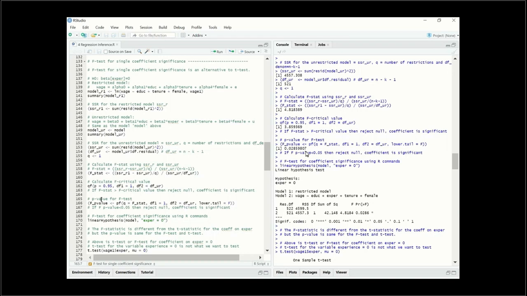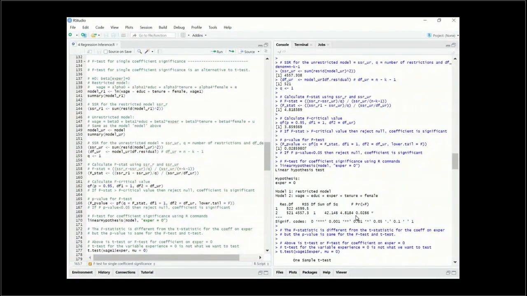Now, that was doing things the slow way. A fast way, how we're going to be doing it from now on, is if we use the R command linearHypothesis. You give it the model, and then comma, experience equals 0. And so this one would basically test the coefficient on experience equals 0. So model 1 is the restricted model. Model 2, this is the full model, the unrestricted model. And the restricted model is if we put this coefficient on experience equal to 0.